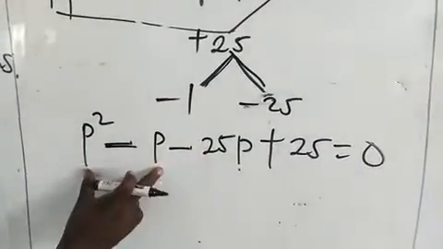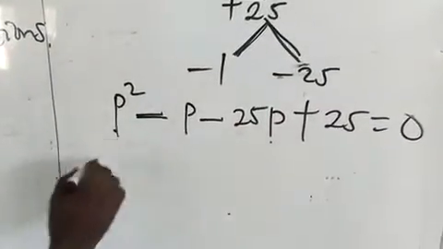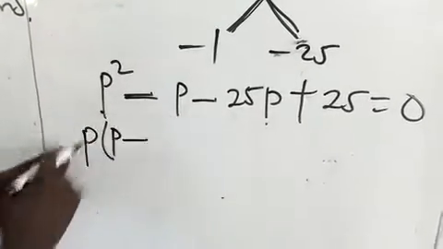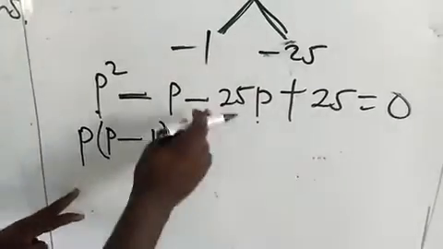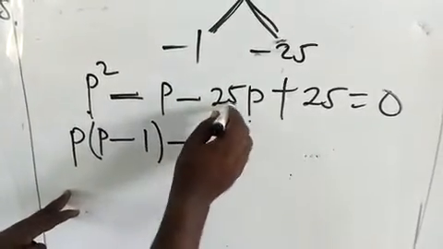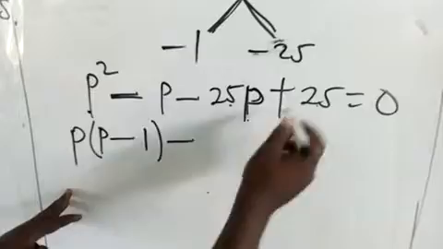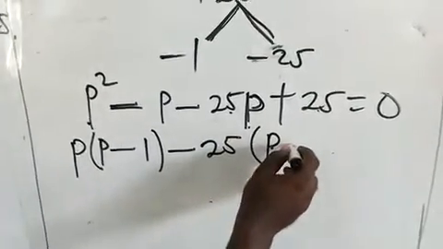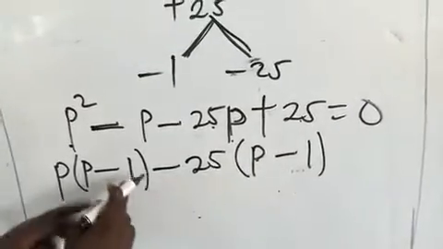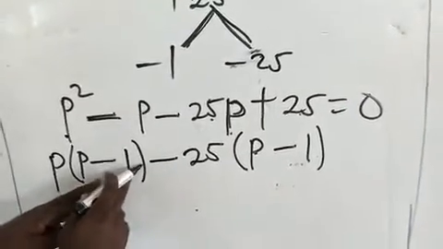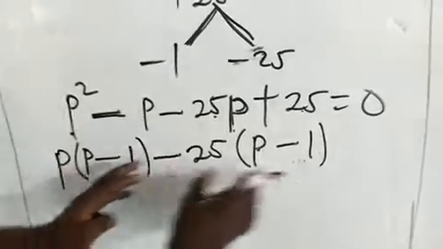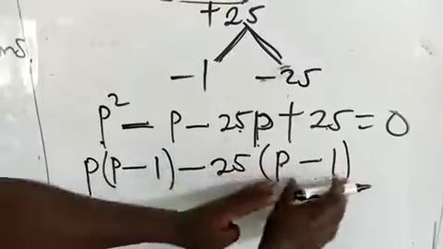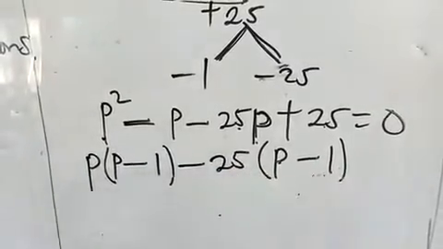So for the first two terms here, can we say p is common? So p into what is left here: we have p minus, we have factorized p out, so it's going to remain 1 here. Then minus, between 25p and 25, what is common? 25 is common. It's going to remain p, then minus 1. Don't forget that when you have minus 1 in the first bracket as p minus 1, the other bracket is also p minus 1. You must have the same factors in the brackets.